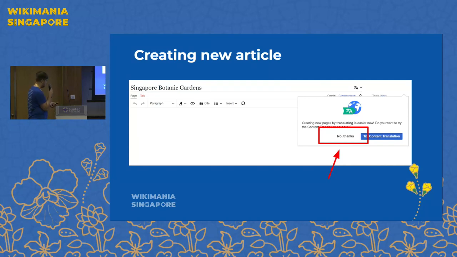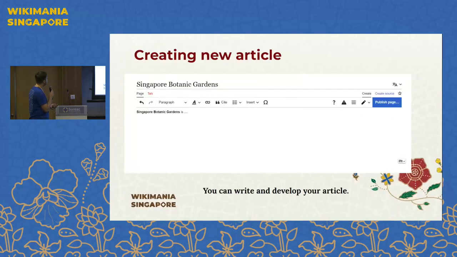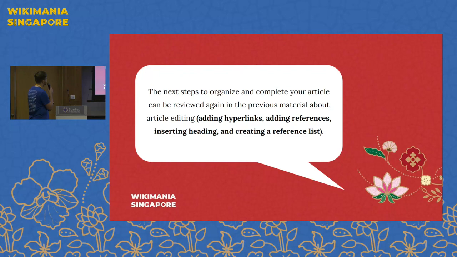It asks you if you want to translate. In this case, we'll just press no because we want to write the article ourselves. In some cases, you can translate an article from a different wiki using a tool that allows you to copy it over in a way that is in the new language and maybe in a different style. You can write and develop your article in this page here. The next steps to organize and complete your article can be reviewed again in the previous material we discussed.